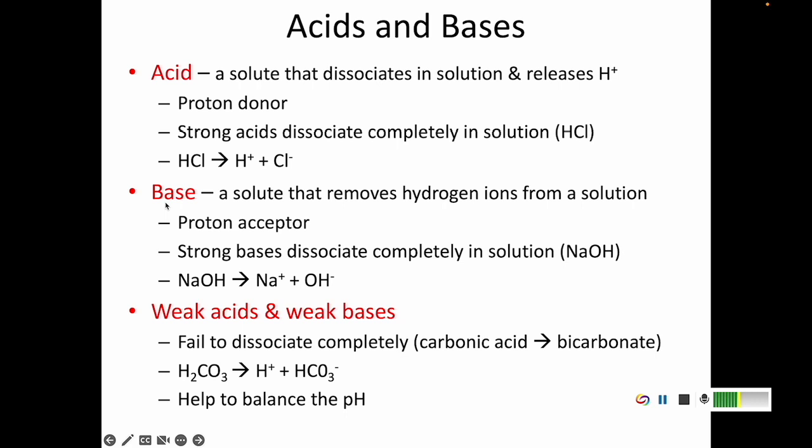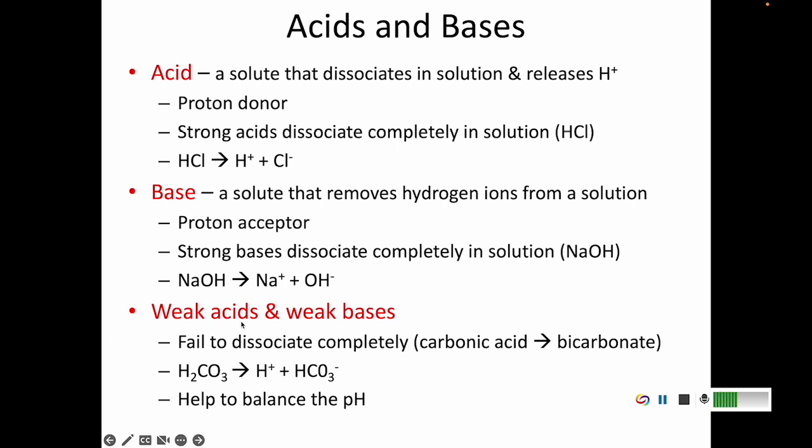A base is the opposite. It's a proton acceptor. It's something that will remove hydrogen ions from solution. They're typically going to dissociate to make a hydroxide, or an OH minus. That OH minus will interact with your H plus and make water. A strong base will dissociate completely in solution. It'll take out all of the hydrogen ions that it can.